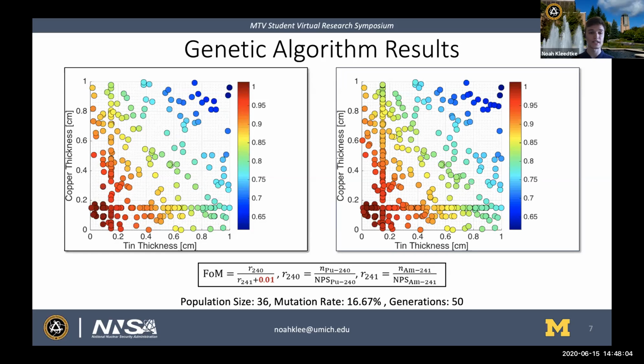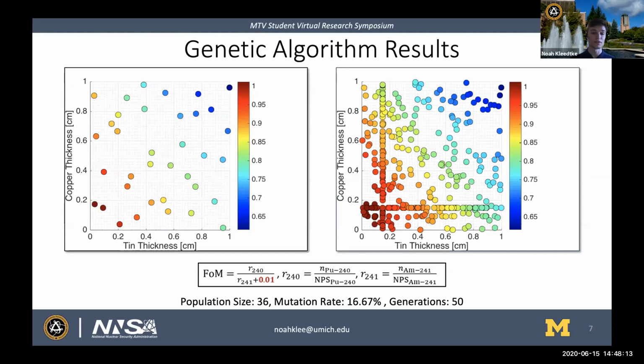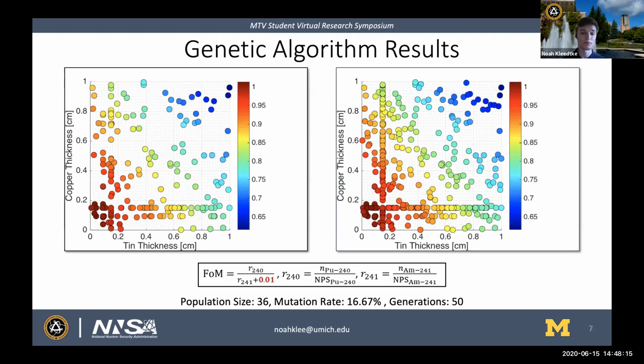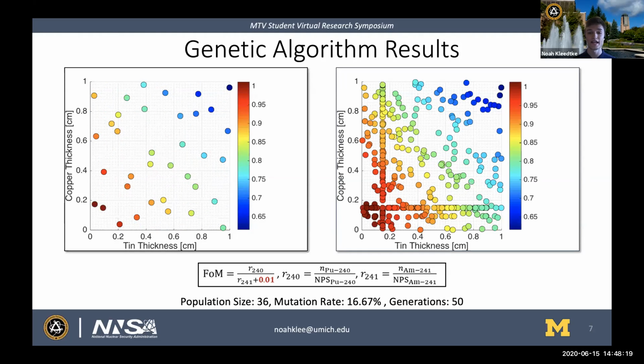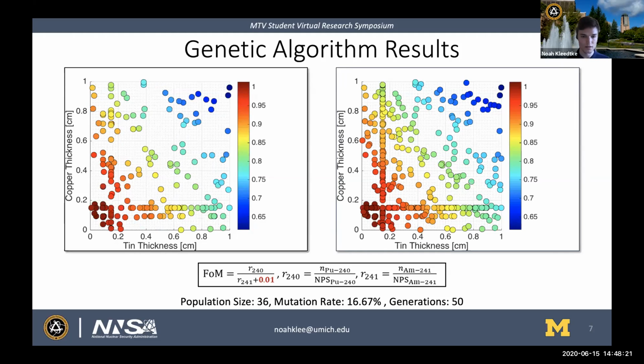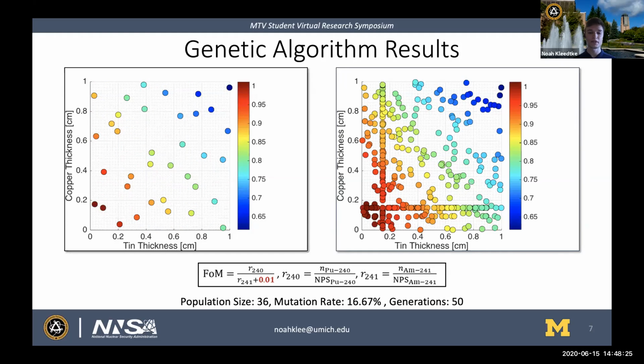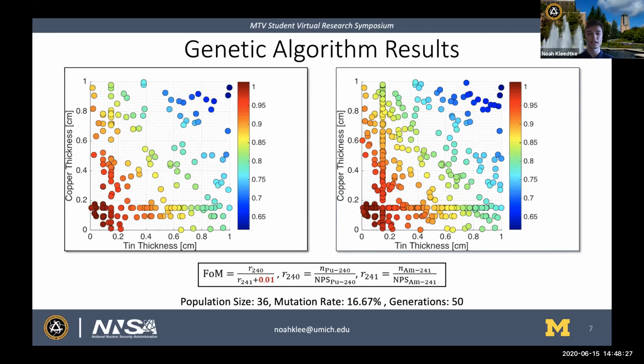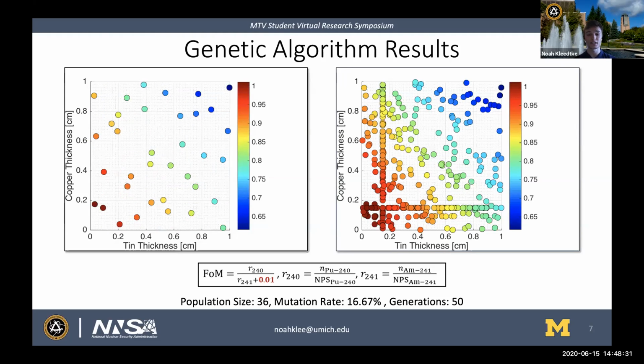The color bar on the right side is actually the figure of merit, and we want this figure of merit to be as high as possible, so we want it to be as dark red as possible. The figure of merit, abbreviated FOM, is shown here below the animation and the figure. So when we were coming up with this figure of merit, we wanted to maximize the number of plutonium-240 detections and minimize the number of americium-241 detections.